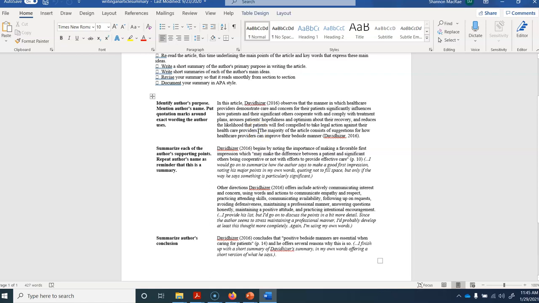Okay, so this single sentence is a long sentence, but it identifies the main purpose behind the article.